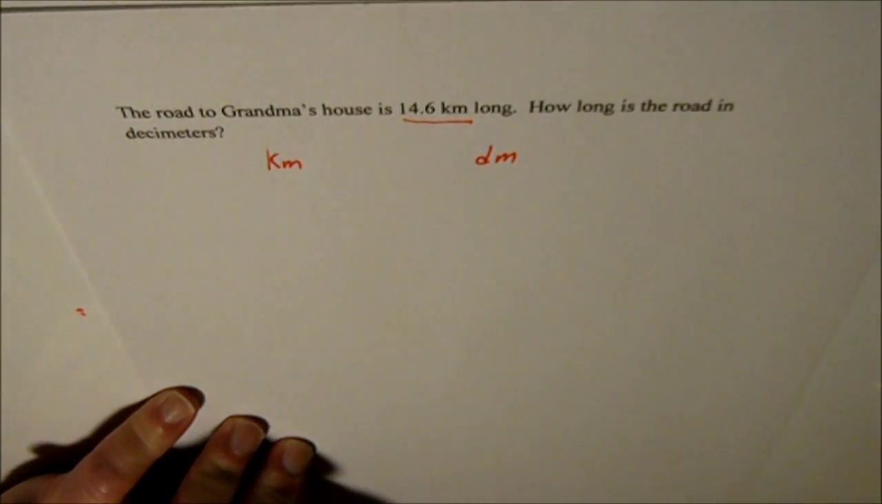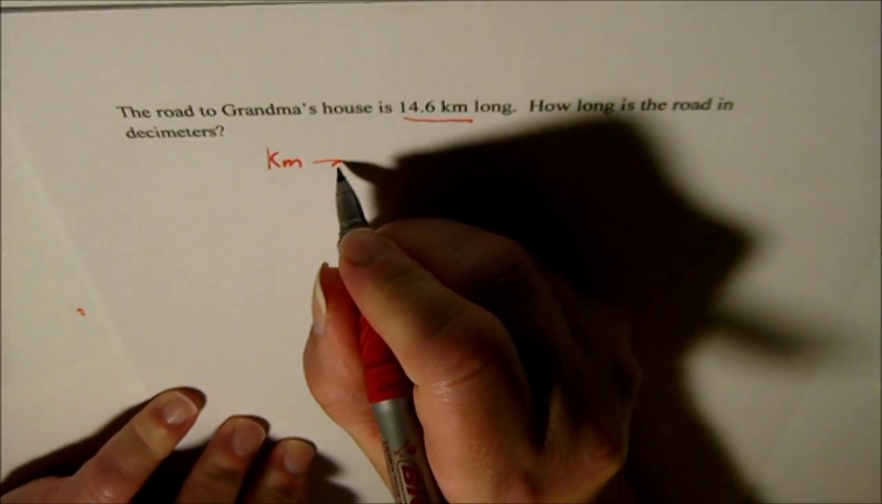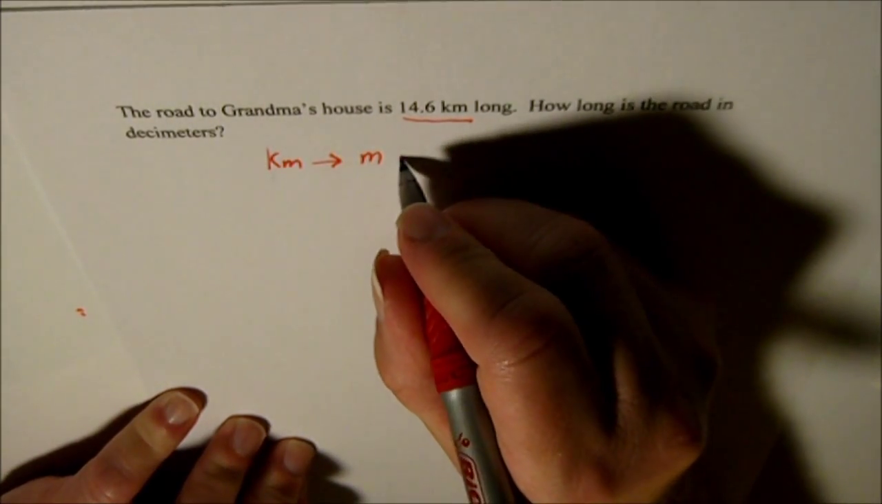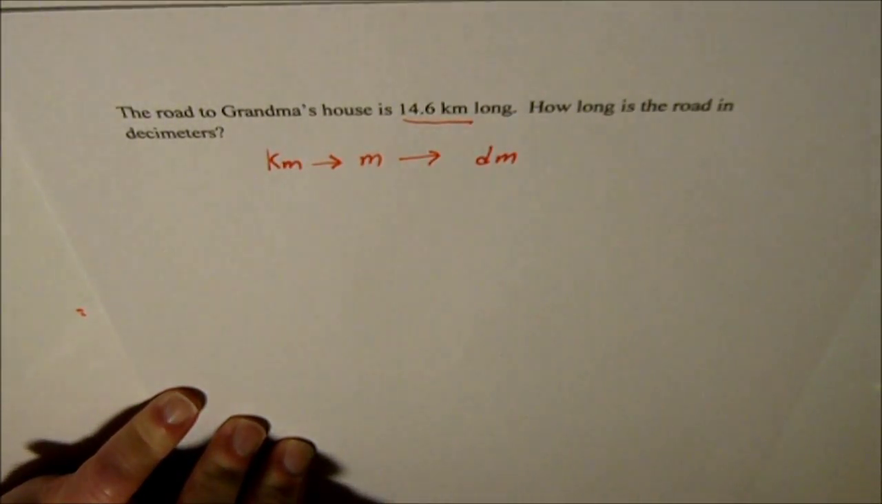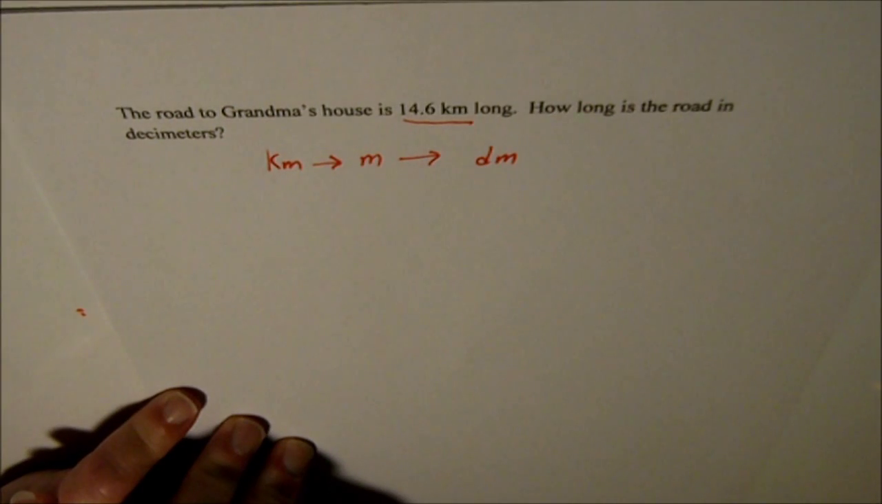There are several ways to do this. We're going to do a multi-step process where we're going to first go from kilometers to meters, and then from meters we're going to go to decimeters. All right? This will be helpful in other problems dealing with the English system and with density.